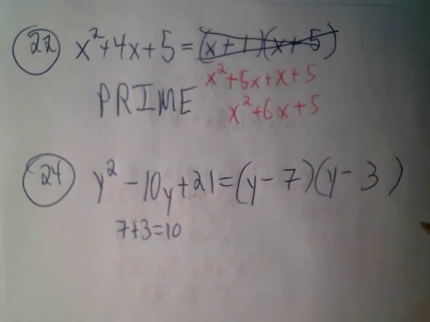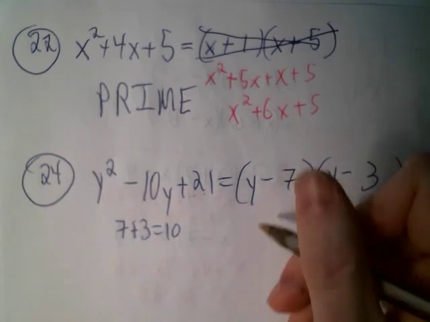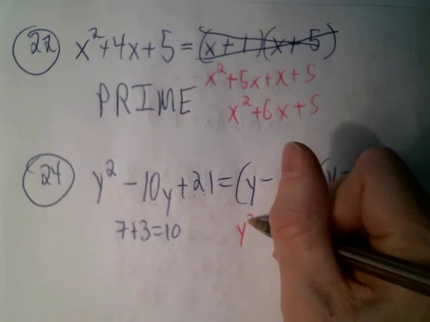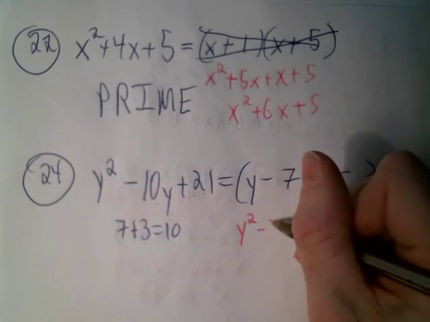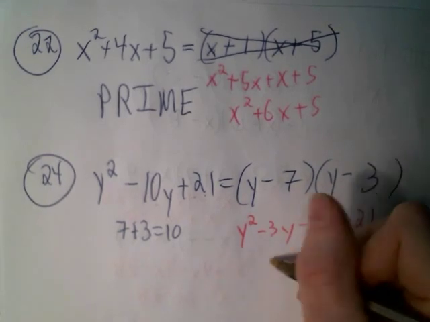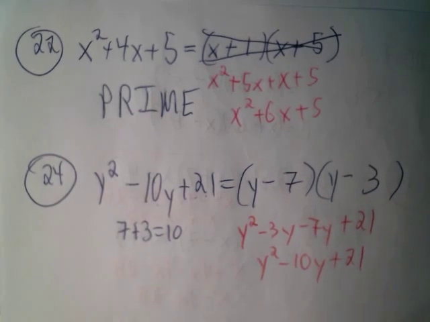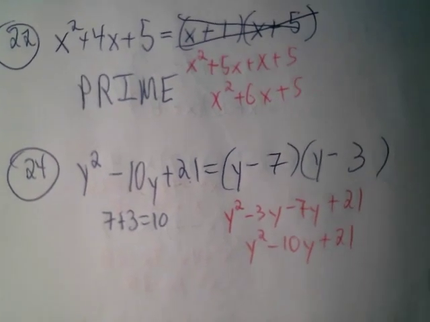Okay. And then you want to check, if nothing else for the practice, because you're going to have to do this quickly later on. So y squared, outer minus 3y, inner minus 7y, and then last plus 21. Yep, and it worked. Okay.